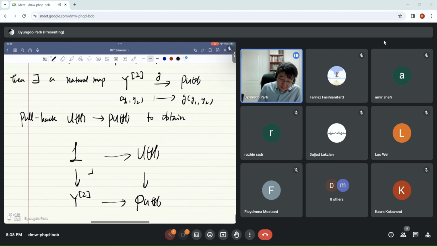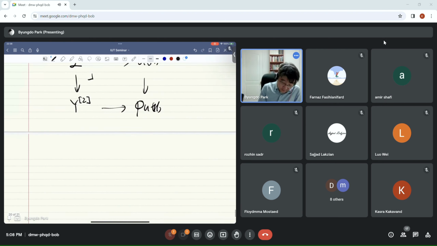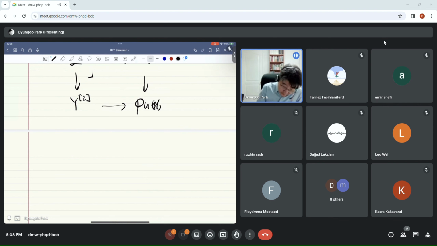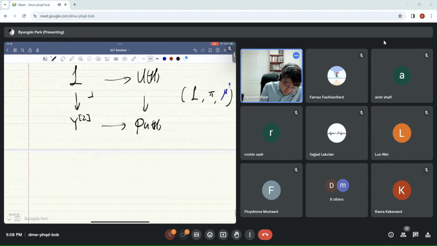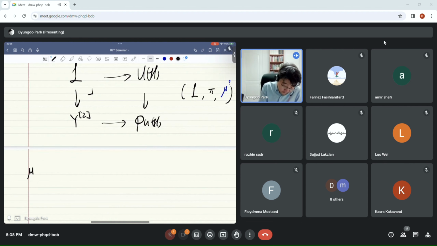So then we have this L, the bundle gerbe, and then pi, the surjective submersion, and then we just have to know this mu. But actually, it's not difficult. That mu is defined by the right coset multiplication.